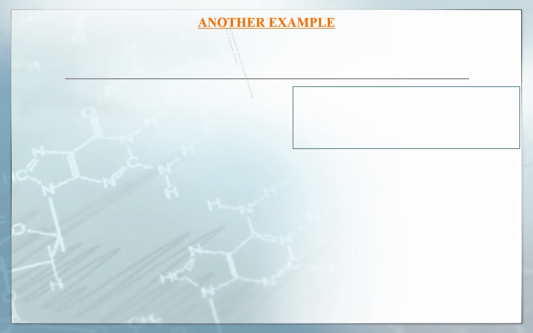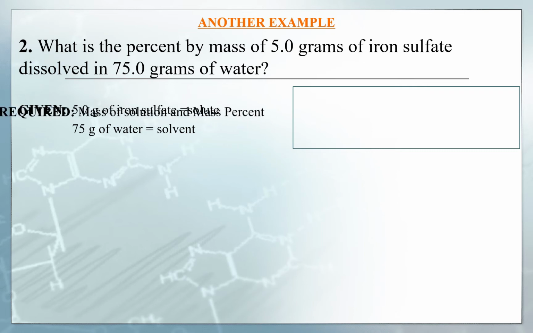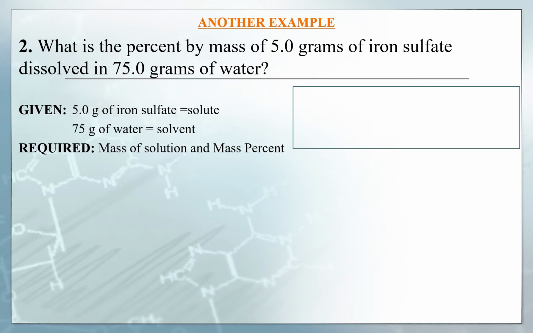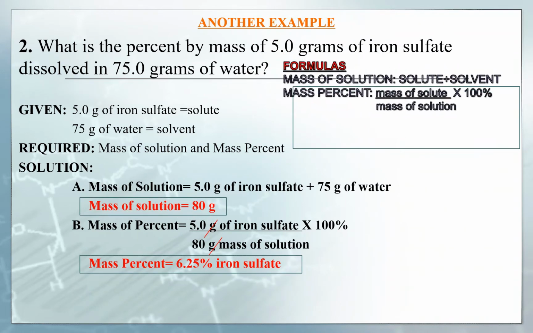Another example, number 2. What is the percent by mass of 5.0 grams of iron sulfate dissolved in 75.0 grams of water? So what are the given? We have 5.0 grams of iron sulfate, which is our solute, and 75 grams of water, which is our solvent. What is required? Mass of solution and mass percent. So let's find the value of mass of solution.